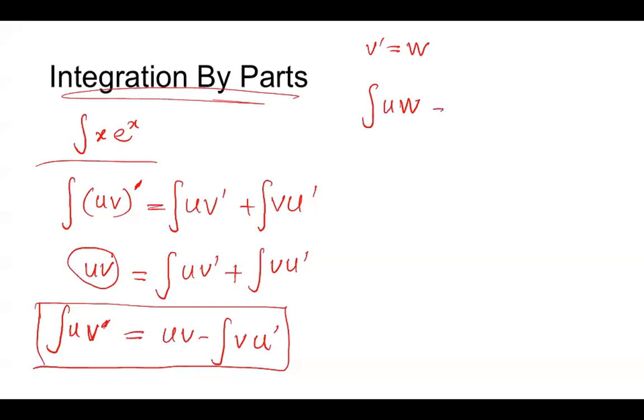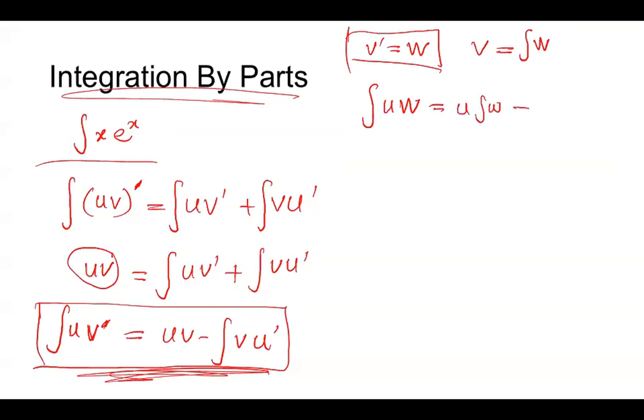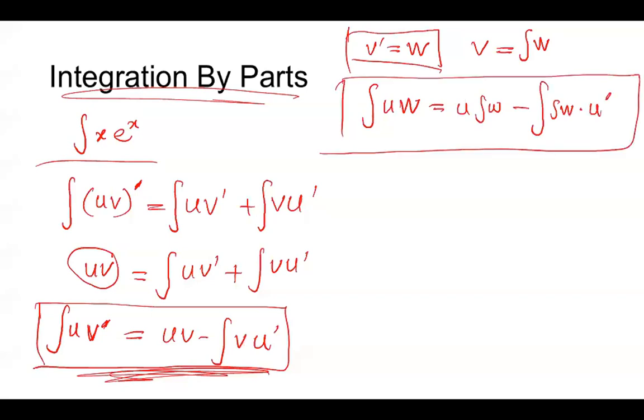So u times w, and since v prime is w, that means v is going to be the integral of w, right? So this equation would be changed to u times the integral of w minus, here we have again this v. So I'm going to simply replace this with the integral of w times u prime. So this is how we can use integration by parts to integrate any function.